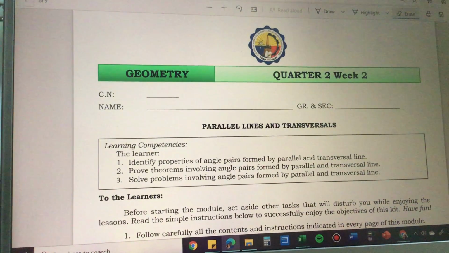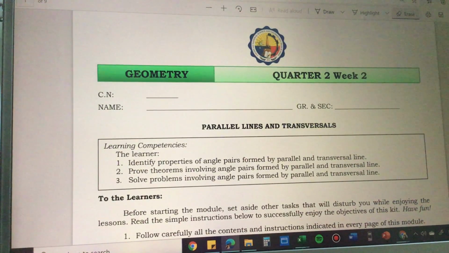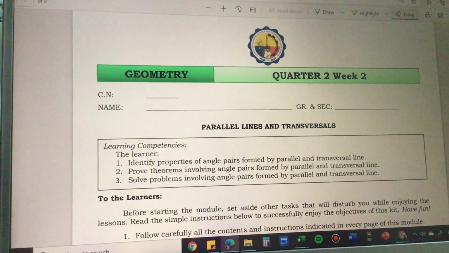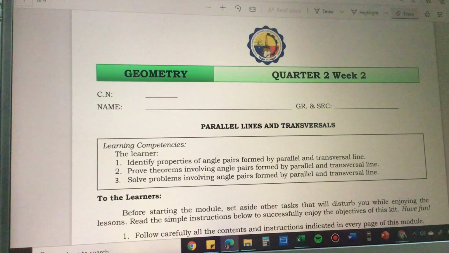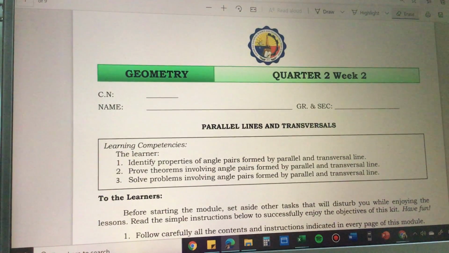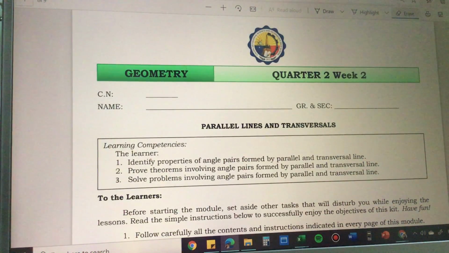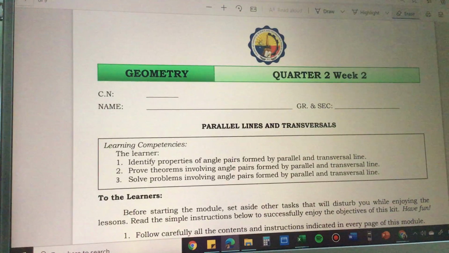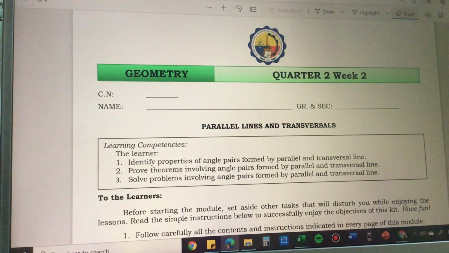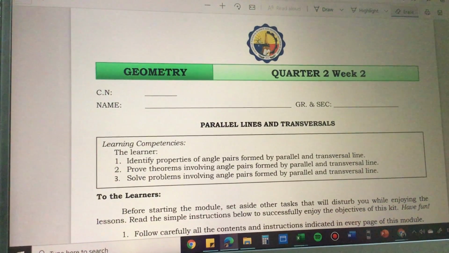Kailan natin nasasabing parallel? Kapag ang lines ay hindi nagmi-meet pero nasa iisang plane lang sila. They are coplanar. So, sa transversal naman, we say that a line is transversal if it intersects two or more lines, two or more coplanar lines at different points. So, yun yung alam nating definition last week.